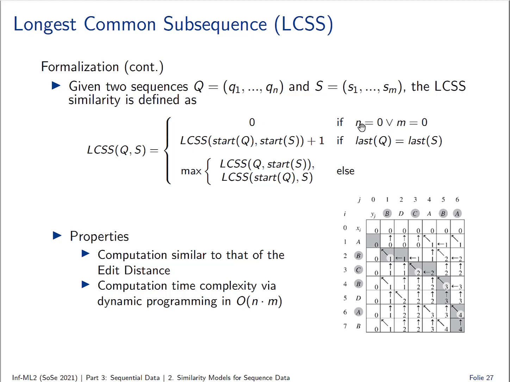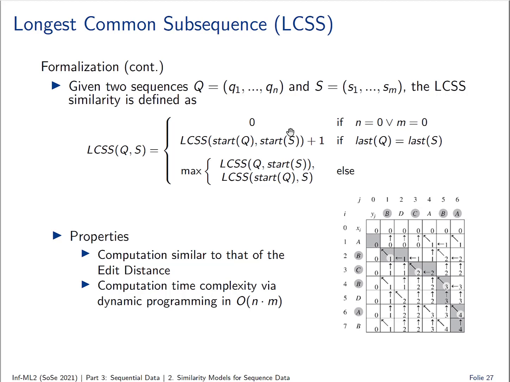Now, the LCSS measure, the longest common subsequence measure, is defined as we see here. It is 0 if either n is 0, so Q is empty, or S is empty. This is again a recursive formula, and those are the base cases for the recursion. If one of those two sequences is empty, then obviously we have no common subsequence, so the longest common subsequence has length 0. If Q is empty and S has M objects, then the longest common subsequence is 0, and the other way around.